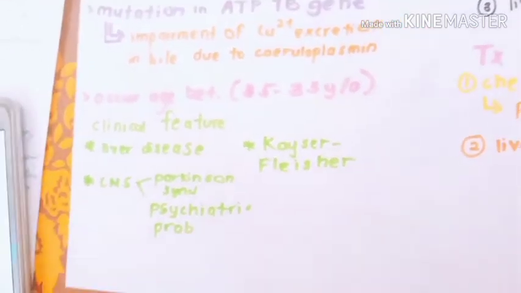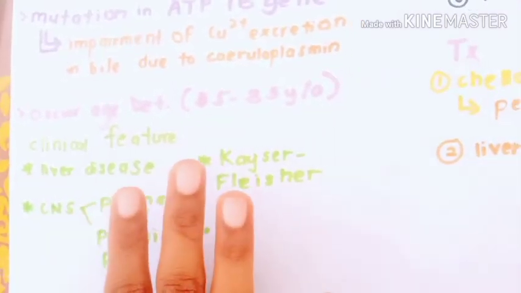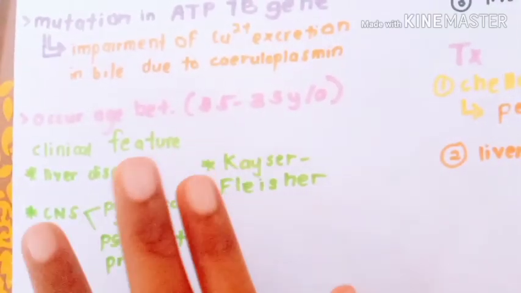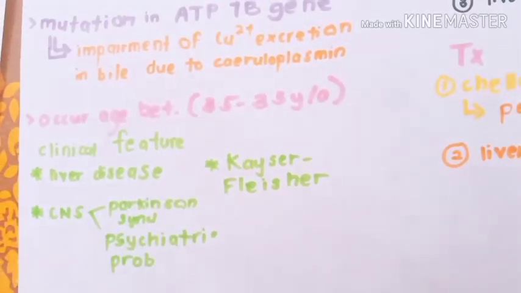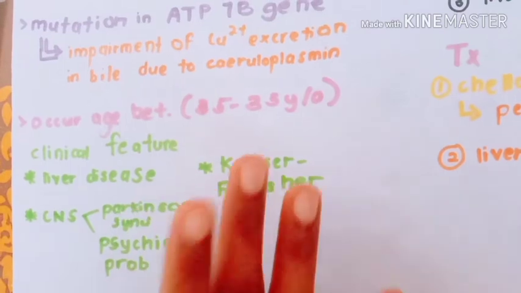So next we will go to the clinical features. First will be liver disease. Wilson disease most often occurs in patients with liver disease. It means the patient previously has a liver disease such as acute hepatitis, cirrhosis, or fulminant hepatic failure.